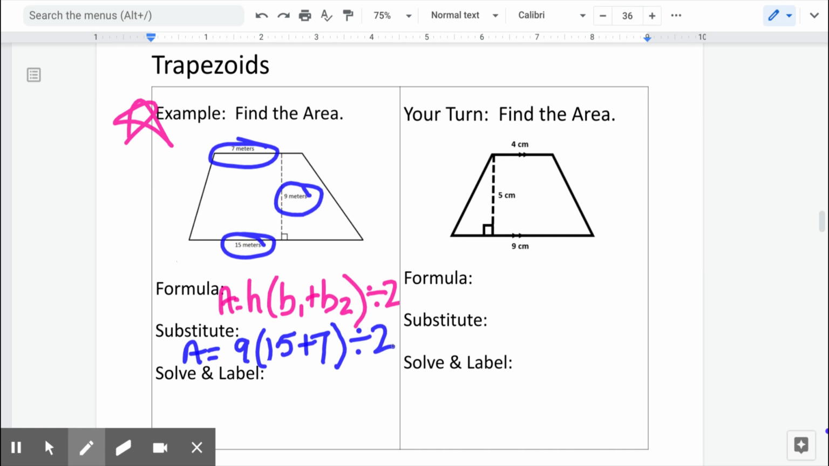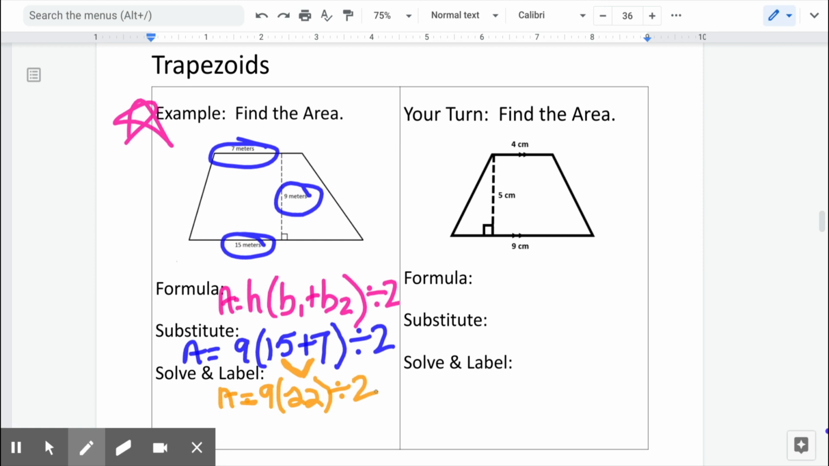Now it doesn't really matter if you did 7 plus 15 or 15 plus 7, because addition can go back and forth. This next part here, we have to make sure we follow order of operations. So the first thing I'm going to do is start by adding inside the parentheses. So we have area equals 9 times 15 plus 7 is 22. Then I can divide by 2.